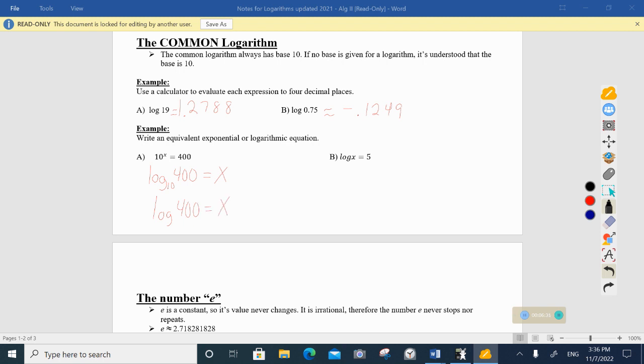It's no different than saying, hey, how old are you? Well, I'm 17 over 1 years old. Well, you're really just 17. So if you have log base 10, that's really just log of 400. In example B over here to the right, there is no base on the log, so I know it's 10 to the 5th power. 10 to the 5th equals x. And we're just practicing writing an equivalent expression right there.